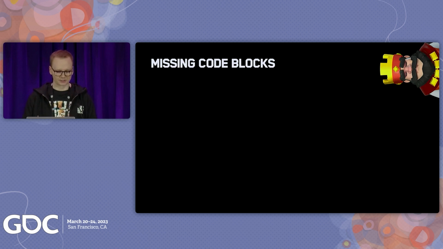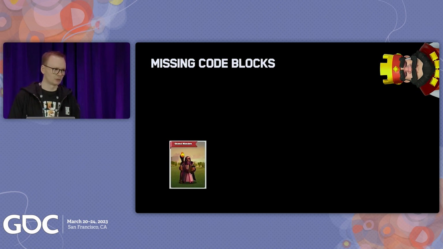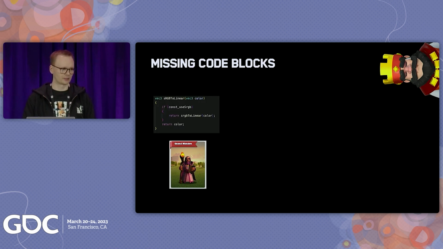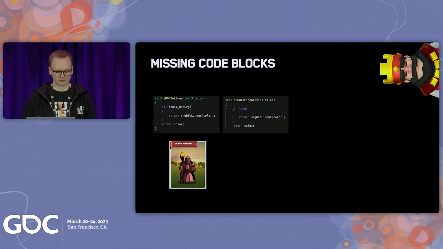So let's talk about the missing code blocks first. When we were analyzing the recorded video from our test cases, we noticed that on some devices, the hero characters were darker than on other devices. Digging into this, I pinpointed the issue to a function roughly like this. We were doing sRGB decoding if a constant was set to true. I thought maybe the constant just has the wrong value, so I hacked it in and tried checking if true is true. But this did not fix the issue.